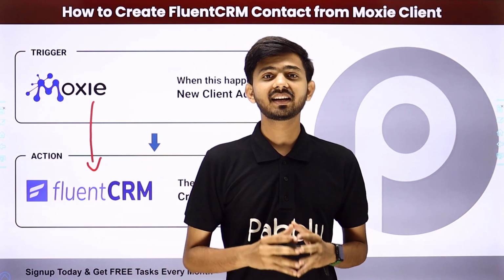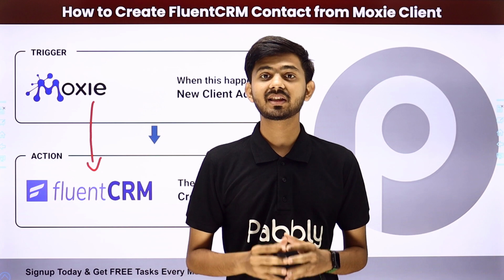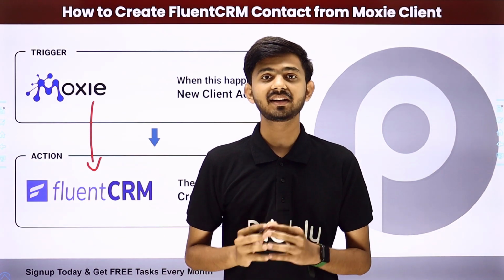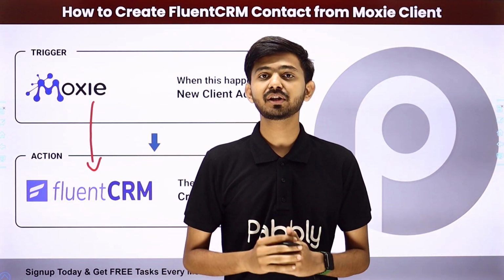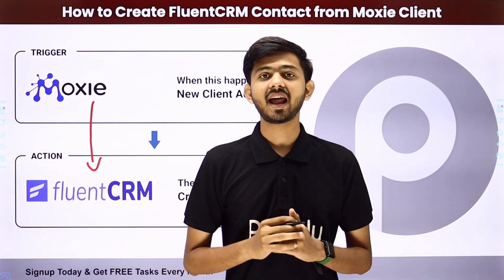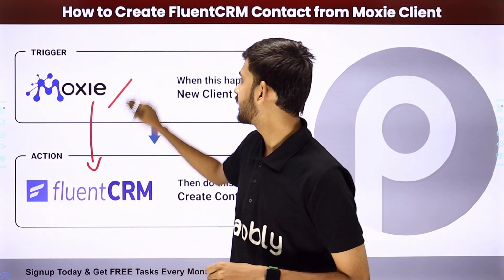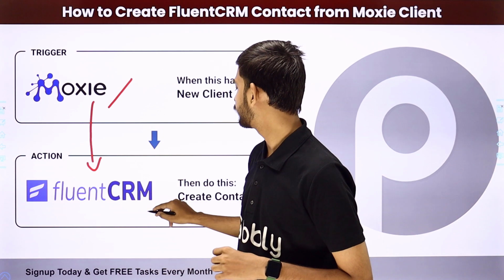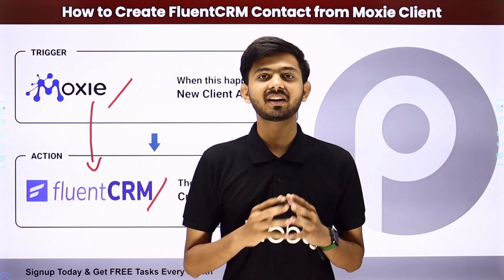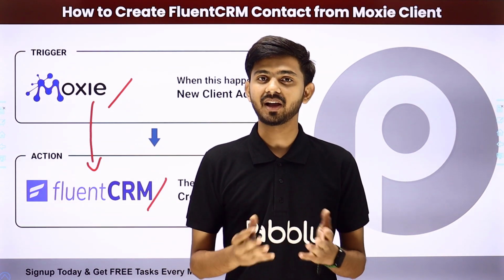So for creating this integration, we are going to use Pabbly Connect, which is an amazing software for automation and integration. In Pabbly Connect, we are going to use trigger and action. In trigger application, I'm going to use Moxie. In action application, I'm going to use FluentCRM. So how am I going to create this integration? For that, let me take you to my computer screen.